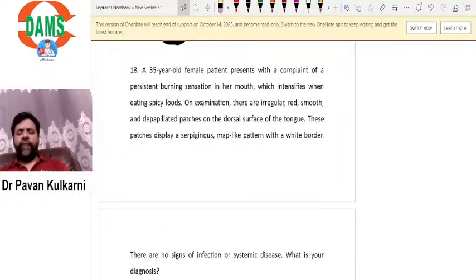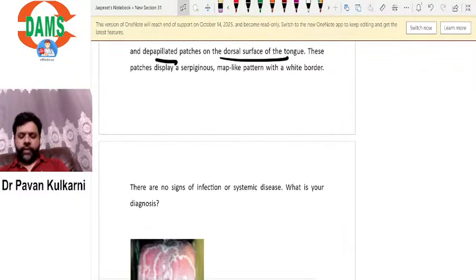A 35-year-old female patient presents with a persistent burning sensation in her mouth, which intensifies when eating spicy food. So there is always a burning sensation, and when the patient eats spicy food, there is more burning. On examination, there are irregular, red, smooth, depapillated patches on the dorsum surface of the tongue. So on the tongue, you will see depapillation. These patches display a serpentinous, map-like pattern with a white border. There are no signs of infection or systemic disease.